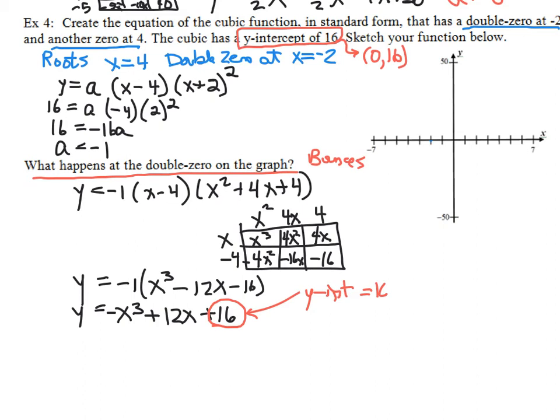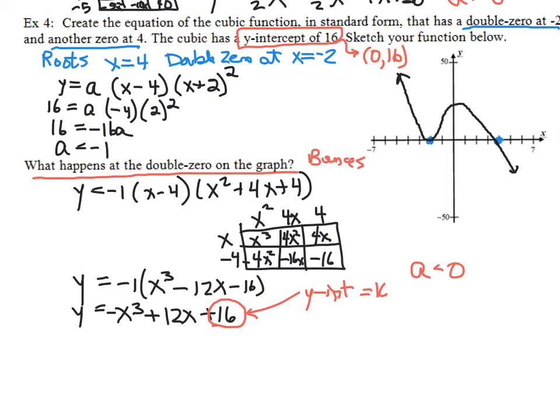I have a double zero at -2, so that's right there. I have a 0 at +4, so that's right there. Now because my leading coefficient this time is negative, that's going to affect how my graph begins. So my graph is going to begin coming down from the top left, bounce off of the x-axis right here, cross the y-axis at 16, and come back down and go through the x-axis at 4.